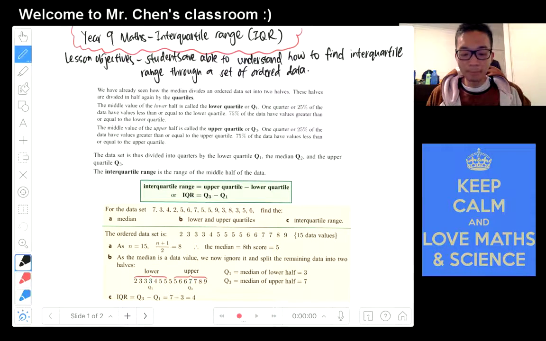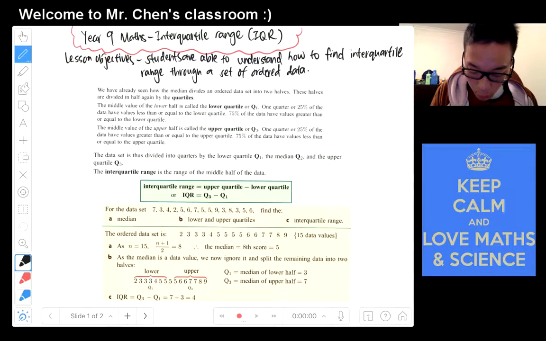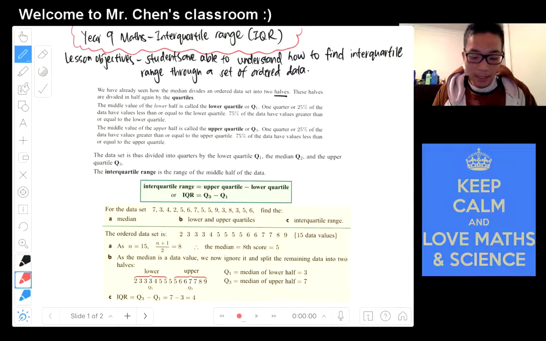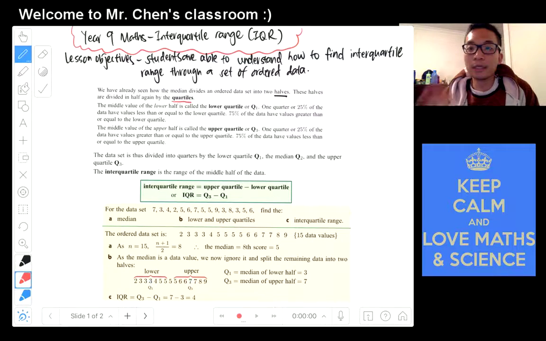And what happens is you can separate that. Once you've got your median, you can separate your data into two halves, and these two halves can actually be divided into quarters. In statistics, that is called quartiles. There are 4 quartiles in a set of data.